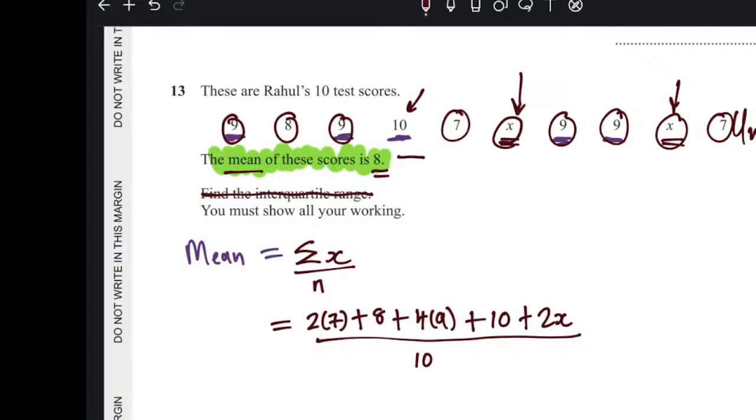And it is equal to the mean. What is the mean? You are given the mean. 8. So instead of mean, you can put 8. Now you can play around until you get the 2 x's. That's how you do it.